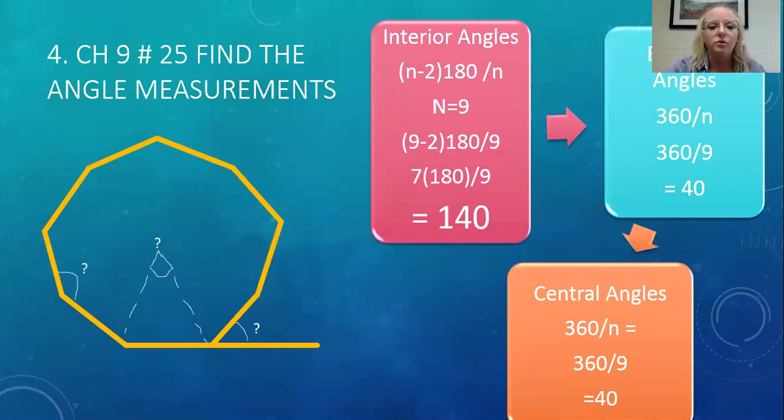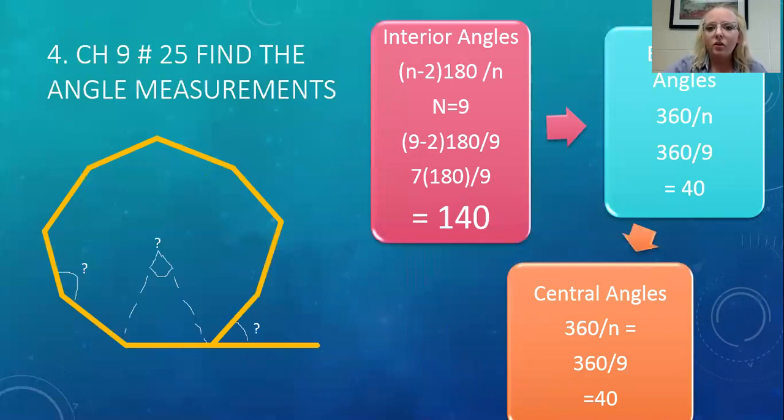So we're going to count those. We're going to start right here. 1, 2, 3, 4, 5, 6, 7, 8, and lastly 9. So we know that we have 9 sides, and that's very important for us to remember.